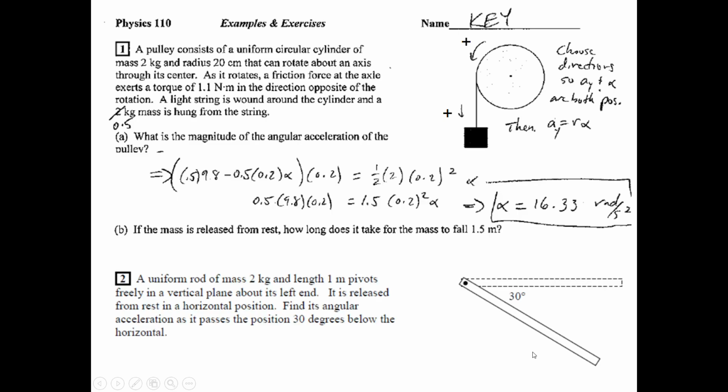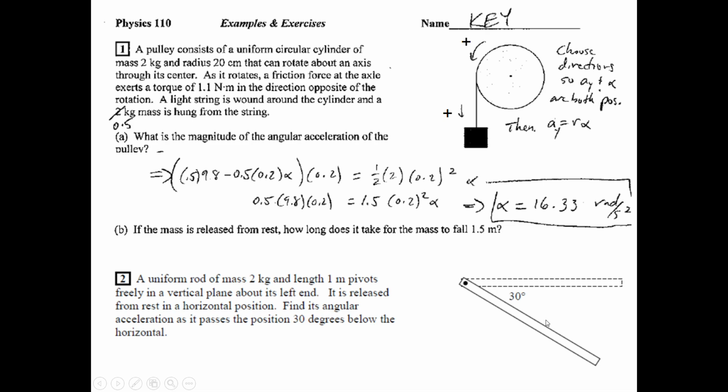And now I want you to use that answer to part A, which I've just summarized there, to complete part B. And that says if the mass is released from rest, so we're just holding this thing motionless. I have my palm underneath here, so everything's just sitting at rest, and all of a sudden I release it, so this thing starts falling and this thing starts rotating. How long does it take for the mass to fall 1.5 meters? That's the second part to this question. And then question 2 you should also work on now too.